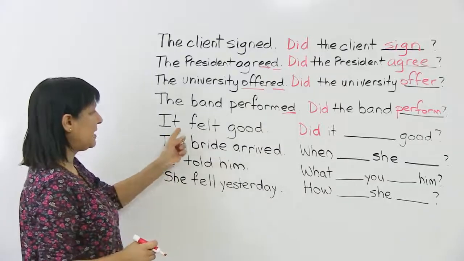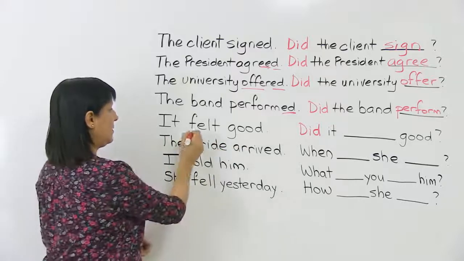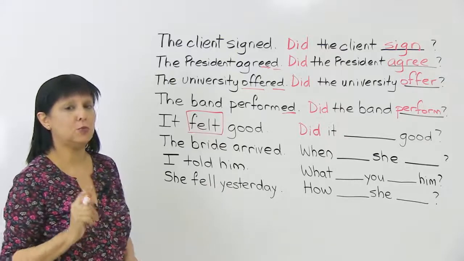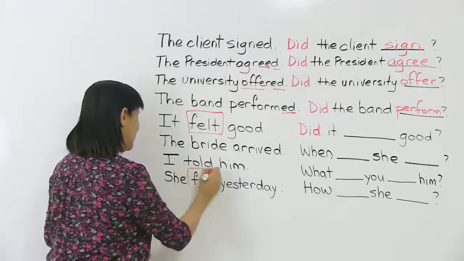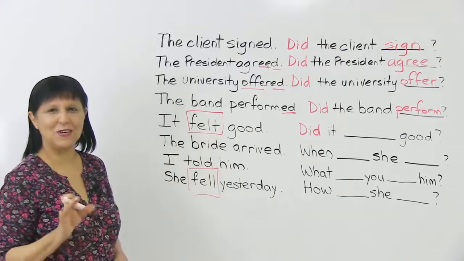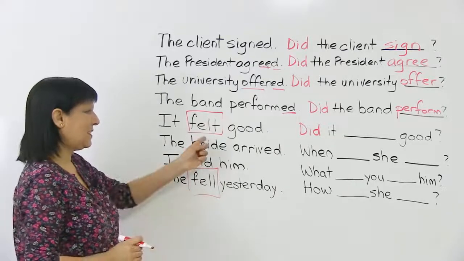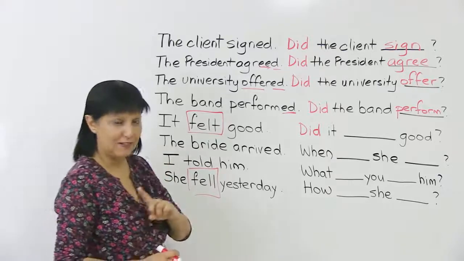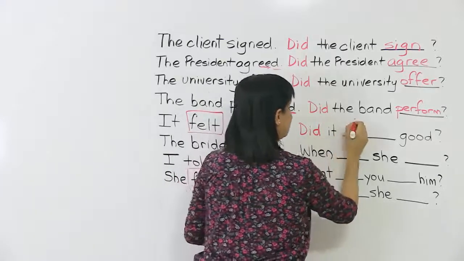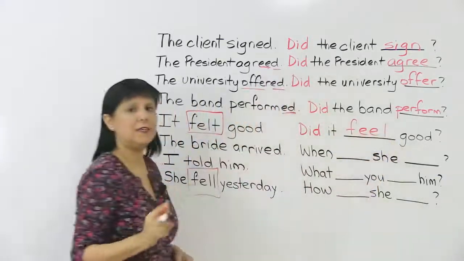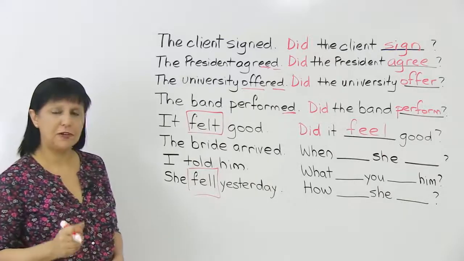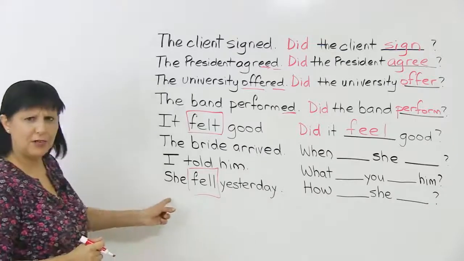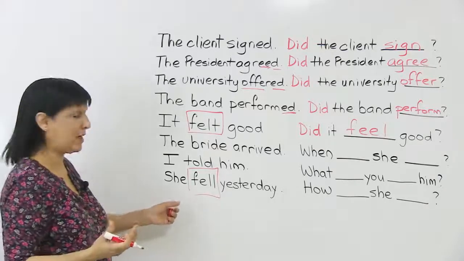Okay? All right, it felt good. Now, felt, okay, is the past tense of which word? This and this are two verbs that students always get confused. All right, so felt is the past tense of feel. So it becomes, did it feel good? All right, very good. It felt good. Did it feel good? Feel, felt. Let's jump down here for a second because I want you to see the contrast, all right?